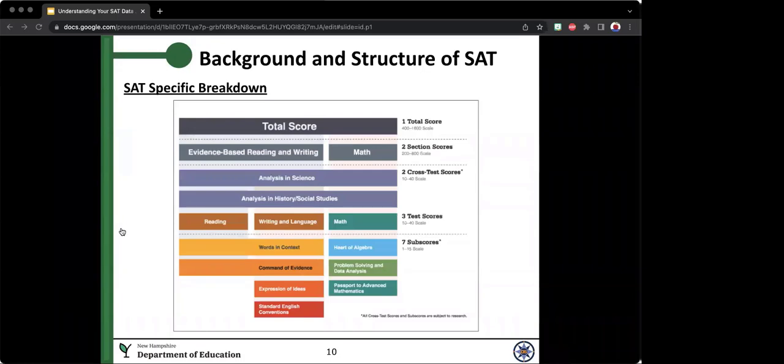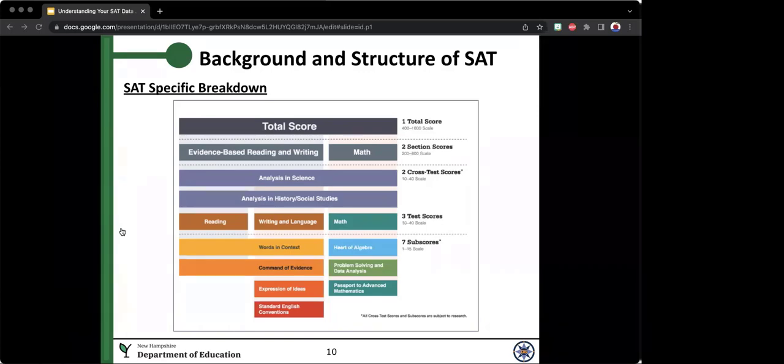So this gives us an even more specific breakdown of the SAT. Students are going to get a total score comprised from the two major sections of math and English, which include both reading and writing. Within those categories, you can see there's science, history, and social studies information. That's going to be embedded into the questions that they're going to see. And that's what's going to be reported in the cross-test scores.